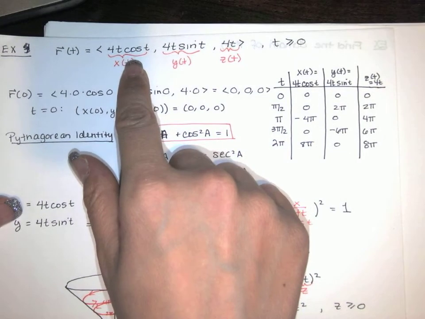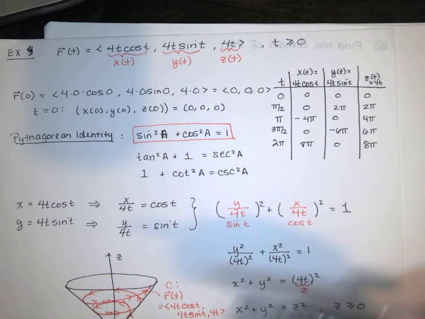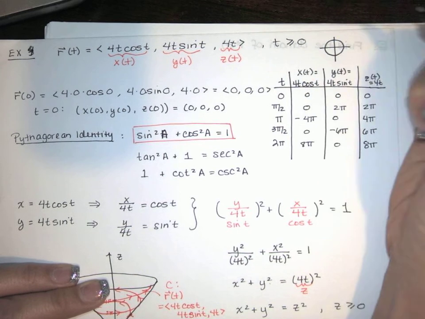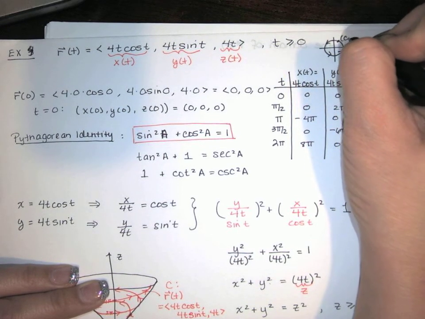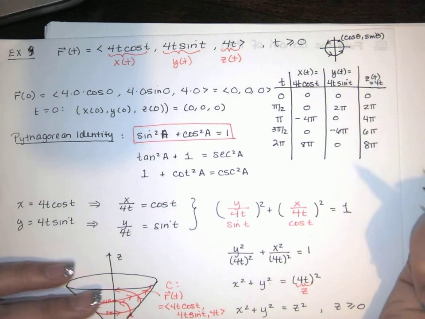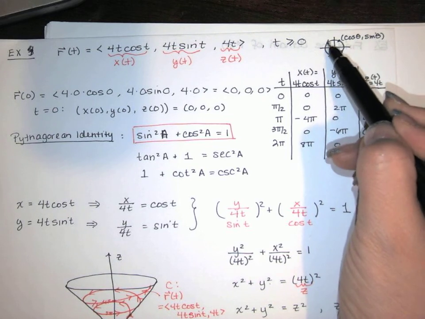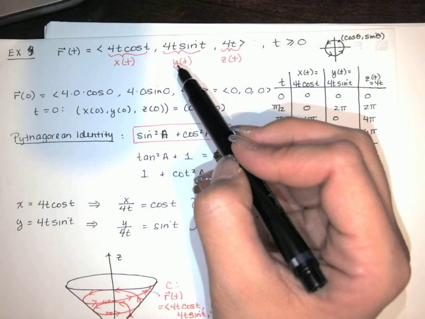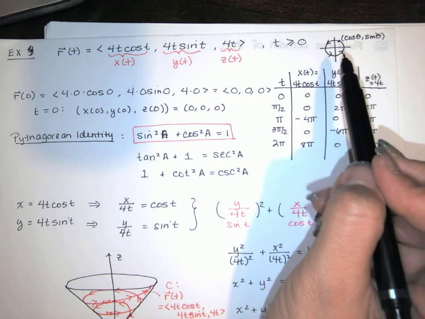Whenever you see cosine of t and a sine of t in your parametric equations, it's very similar to what you saw way back in trig class. As theta increased, you're going around and around the unit circle, right? This was cosine of theta, sine of theta. We weren't talking about vector valued functions back then, but as theta increases, we go this way, right? We're traveling along this path. It's very similar.